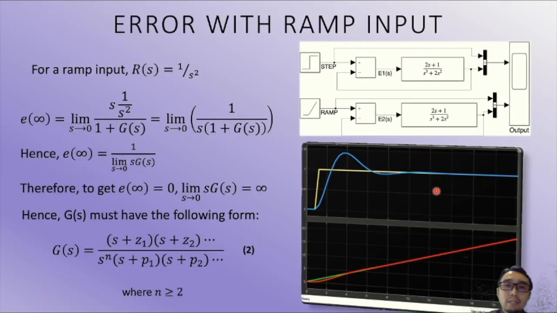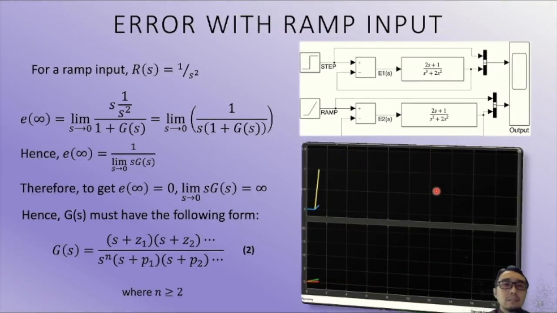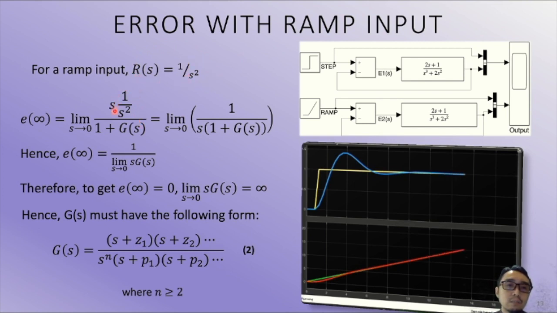Next, let's look at what happens when we have a ramp input. We apply the Laplace transform to the expression for a ramp input. In the time domain it is t times u(t). If you apply the Laplace transform, in the Laplace domain it is 1 over s squared. You substitute 1 over s squared in the expression for the steady state error, and you do some analysis, and you will see that in order for the steady state error to equal 0, the limit in the denominator must be infinity. So we need the limit as s approaches 0 of this expression to equal infinity.